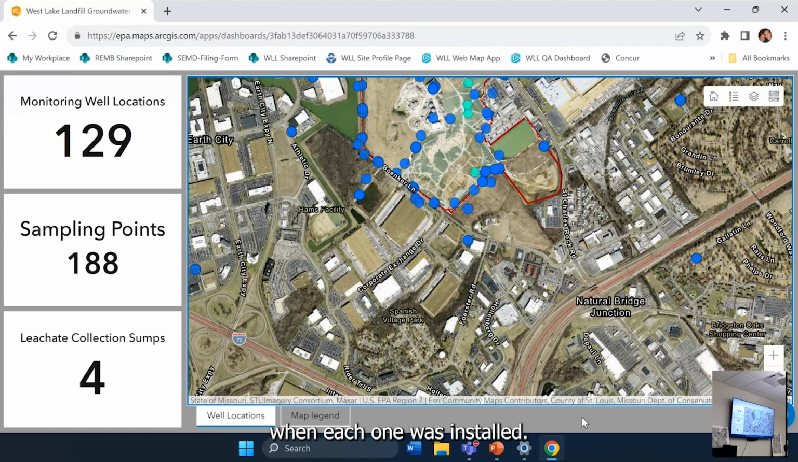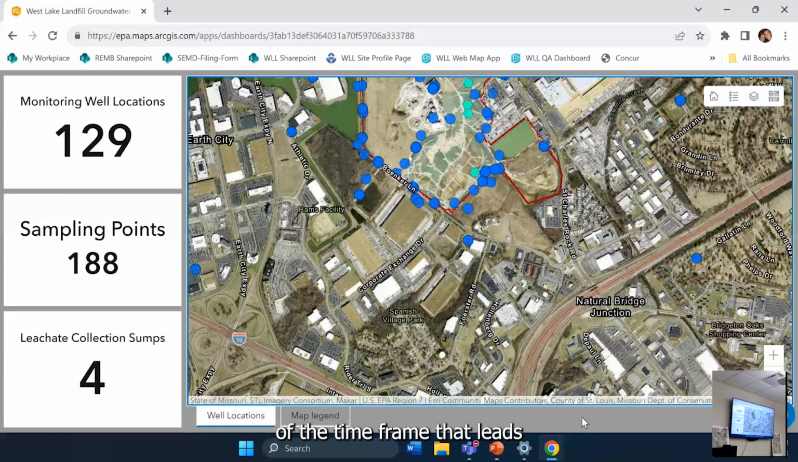Right, so depending on when each well was installed. That will all be there in the reports. But it's just overwhelming because there is so much information. And as we add wells, those wells start their quarterly sampling as soon as it's finished, and they will be sampled for 8 quarters.